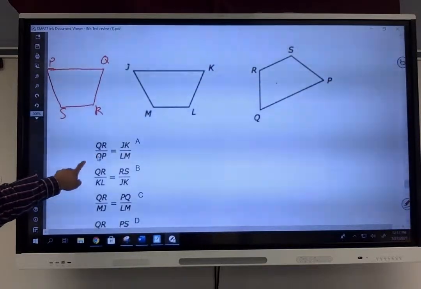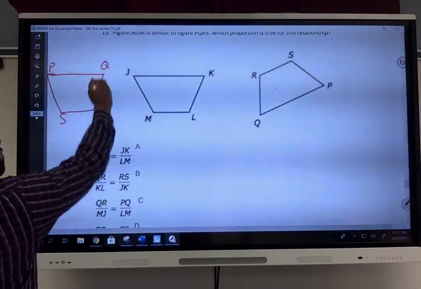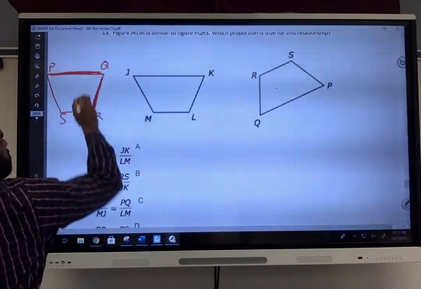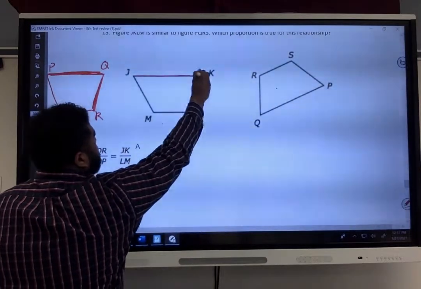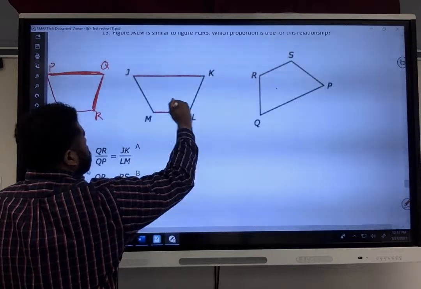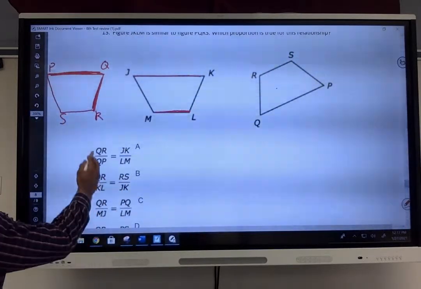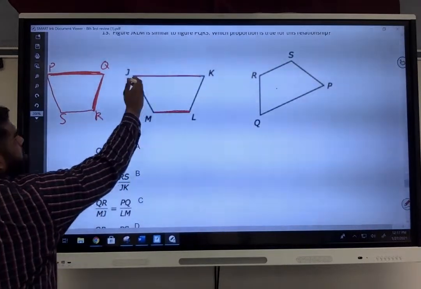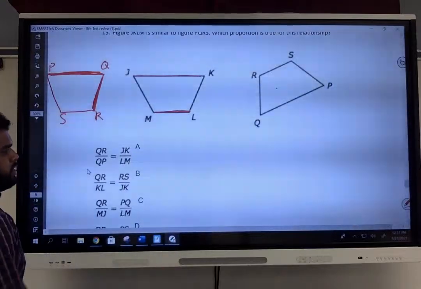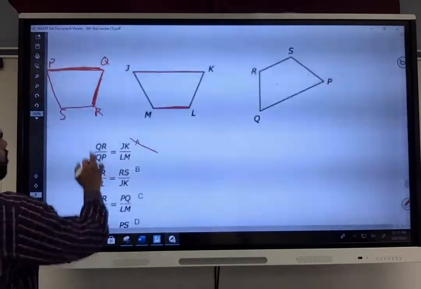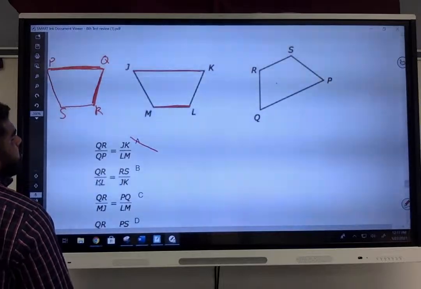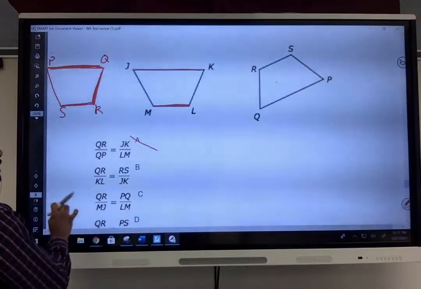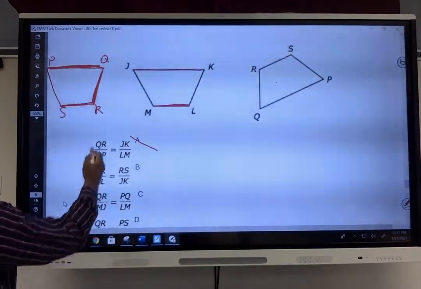So now let's see. Which proportion is true for this relationship? QR over QP. So this side length over this side length is proportional to JK over LM. Is that true? No, it's not, because look, QR is saying that QR is proportional to JK. This side length cannot be proportional to this side length. They're going to be two different things. That's incorrect. QR, which is right here, is proportional to RS, or we can see it as QR is proportional to KL.